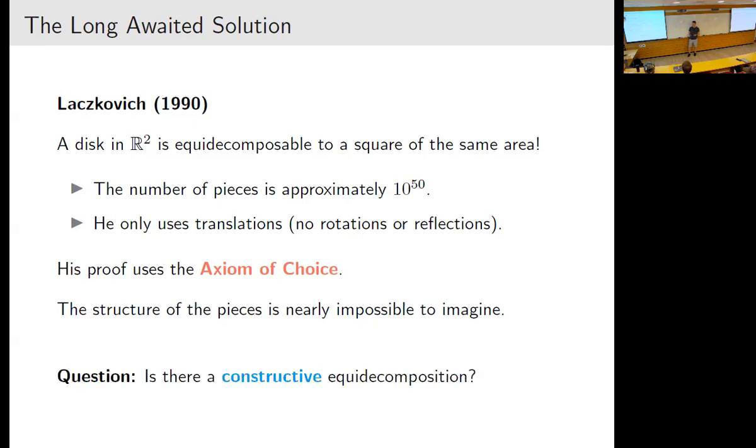So actually, kind of related to that, this is not the Tarski paradox. We have the same area in the disk and the square. So this raised a natural question: could you have a constructive circle squaring? What do I mean by constructive? I'll say later, but for example, could you have a circle squaring that completely avoids the axiom of choice in your proof, right?